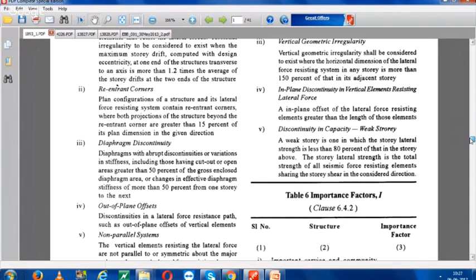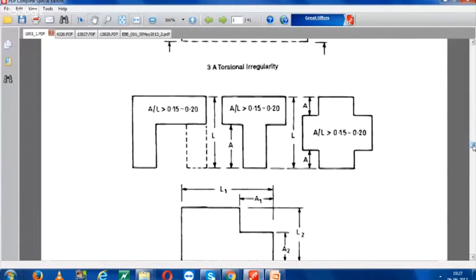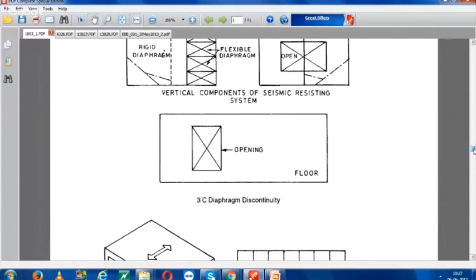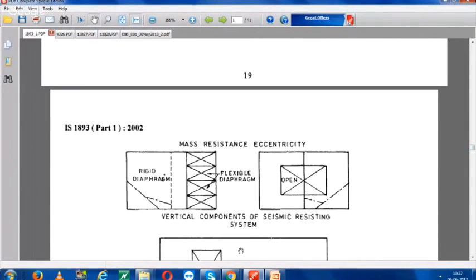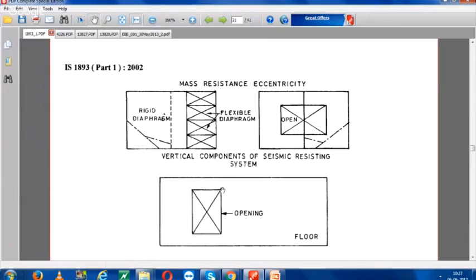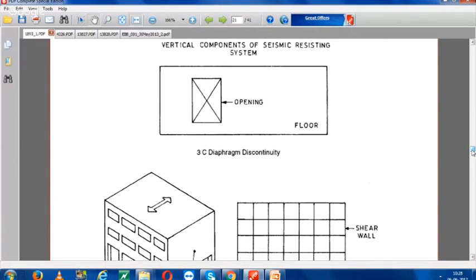Another thing, diaphragm discontinuity. Diaphragm discontinuity means, here in the IS code you can see, suppose you are having an opening in your building, any duct, or anything which is there in your diaphragm, this is diaphragm discontinuity.